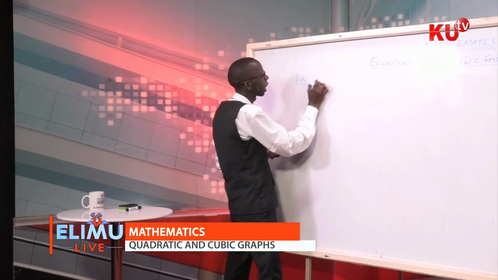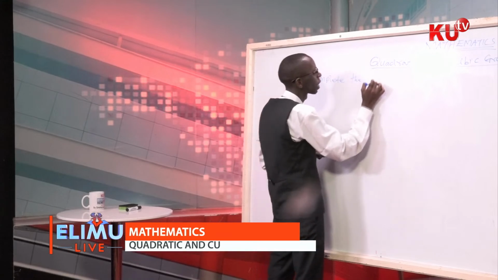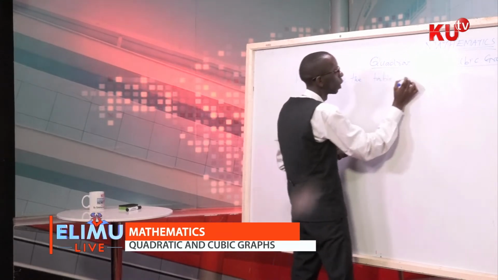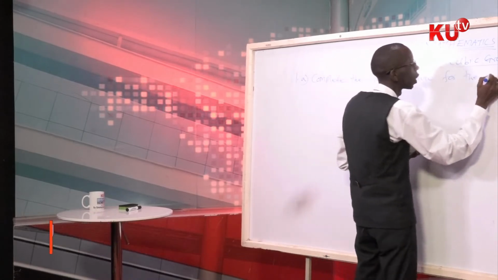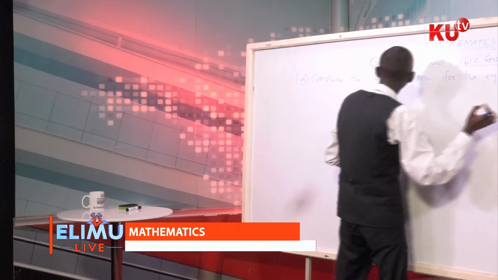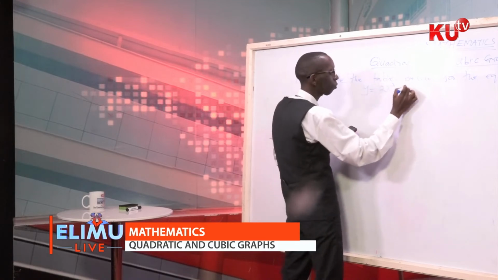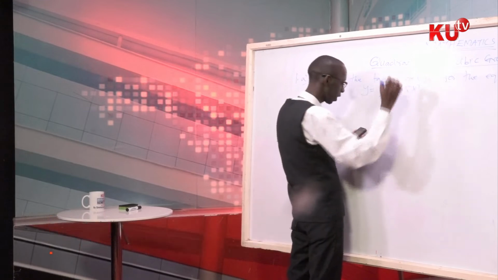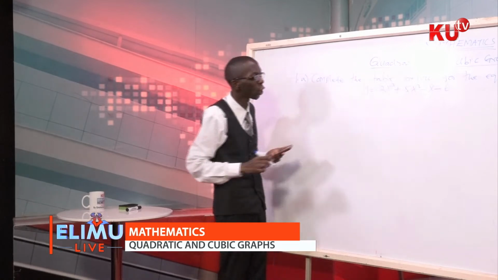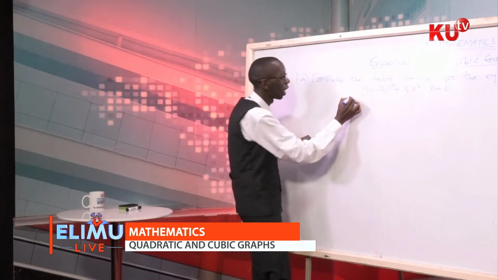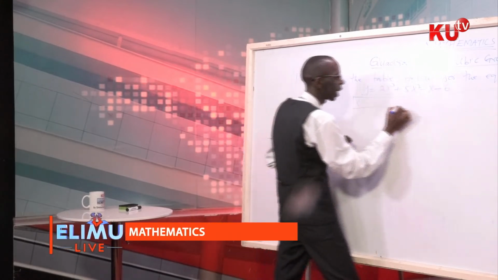So we're going to write this example. Question 1, that is example 1. Complete the table below for the equation y equals 2x cubed plus 5x squared minus x minus 6. So you are going to complete the table.